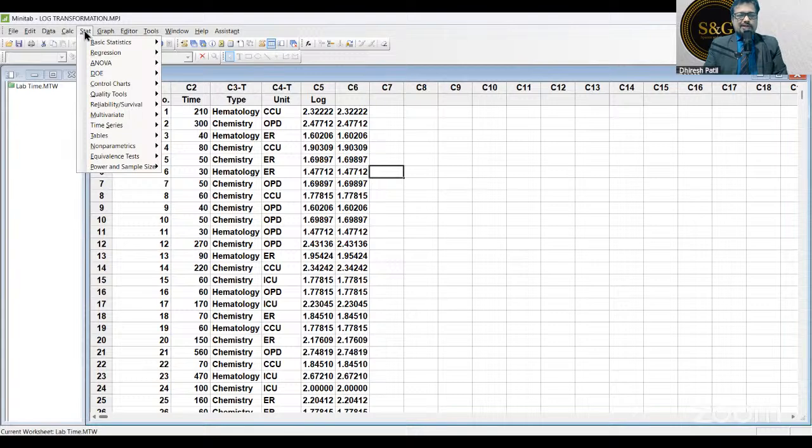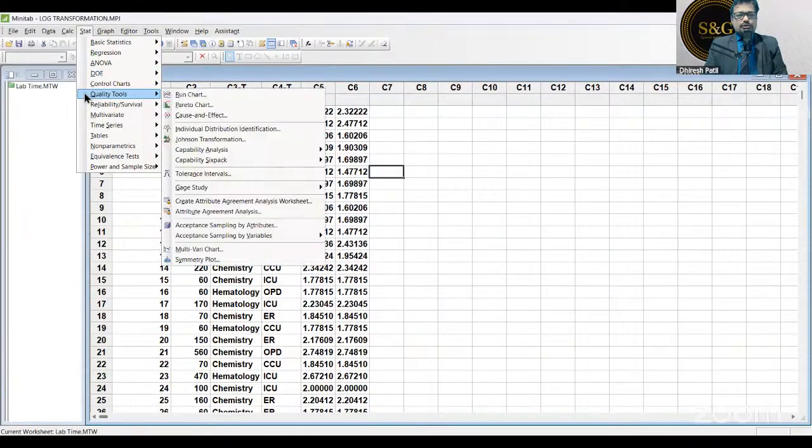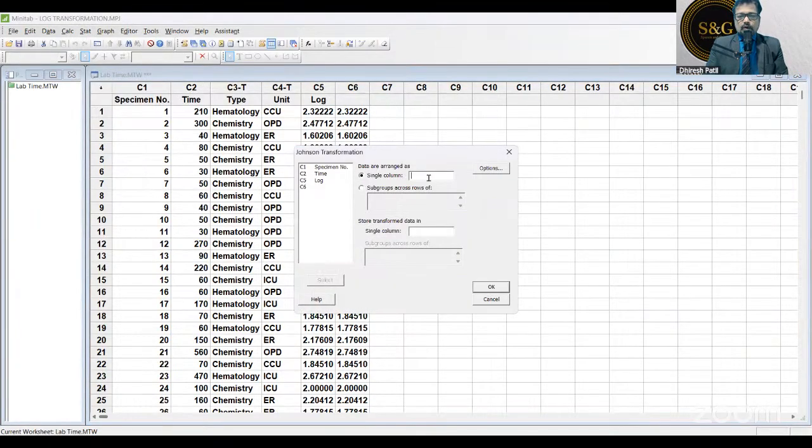Very good. Now let's go to Stat, Quality Tools, Johnson transformation. Just click on that. In the single column, data is arranged. Now which column do you want to transform? This is the time column. Double click on time and store transformed data in, let's say the C7 column, because I have just done it in the C6 column. So whichever next column is empty, you can type that. And click on OK.